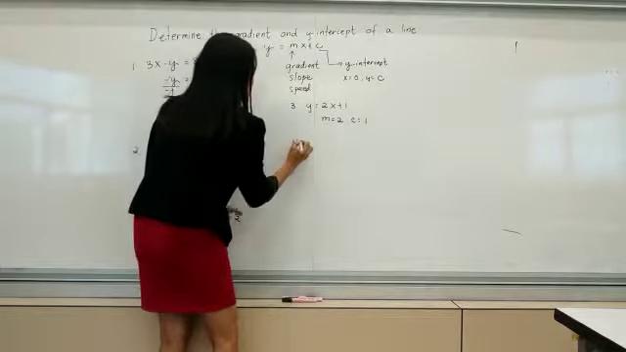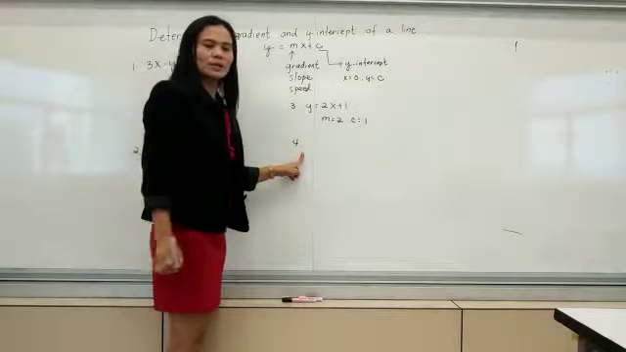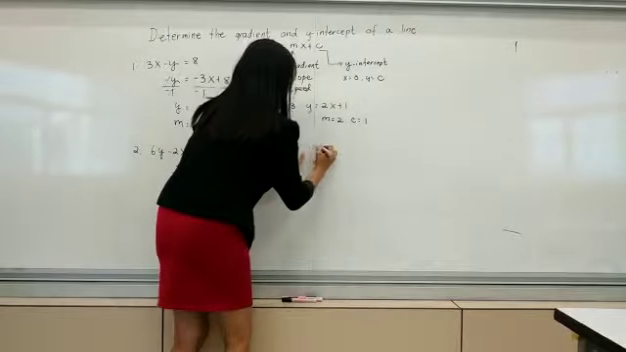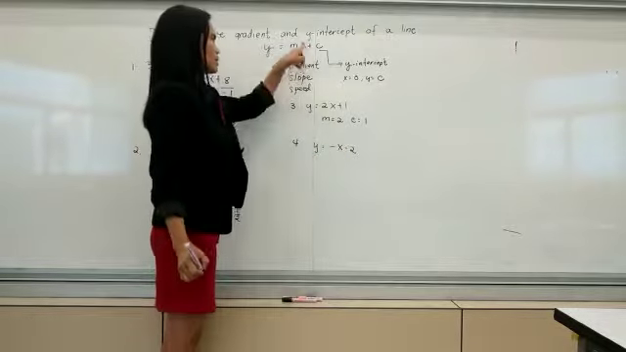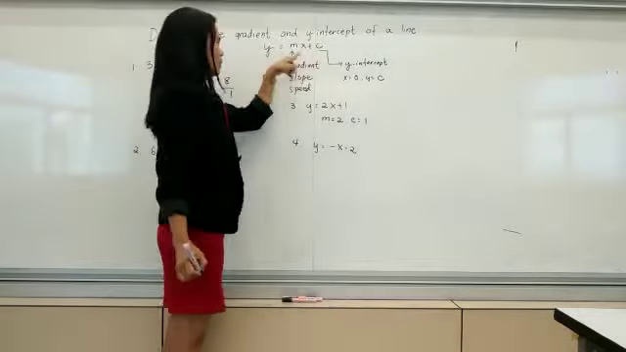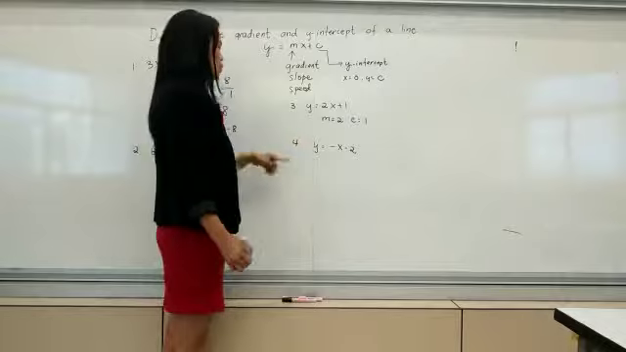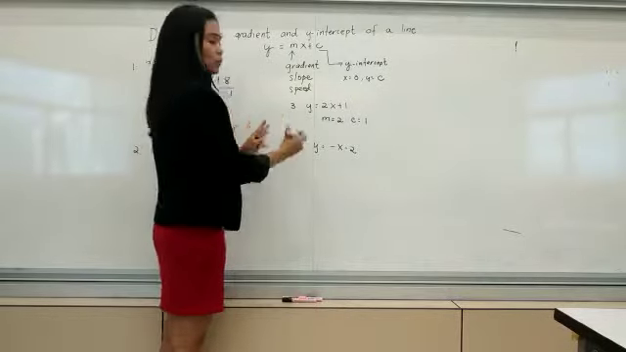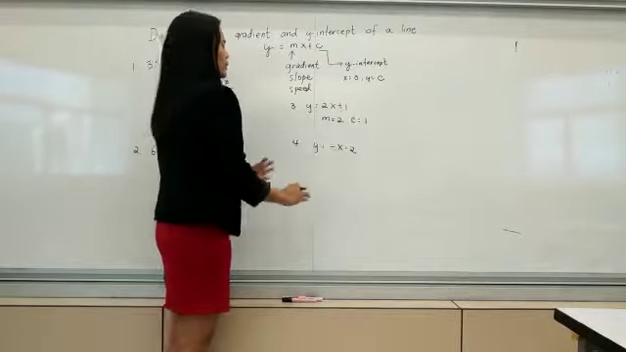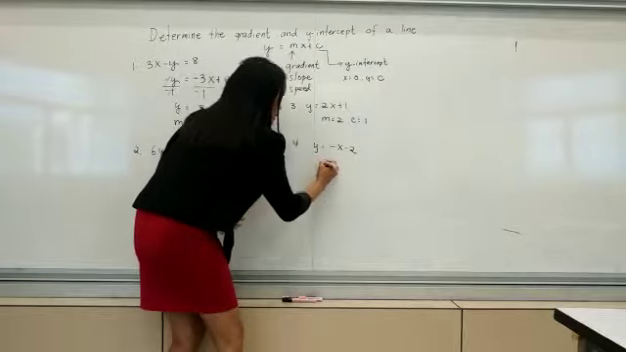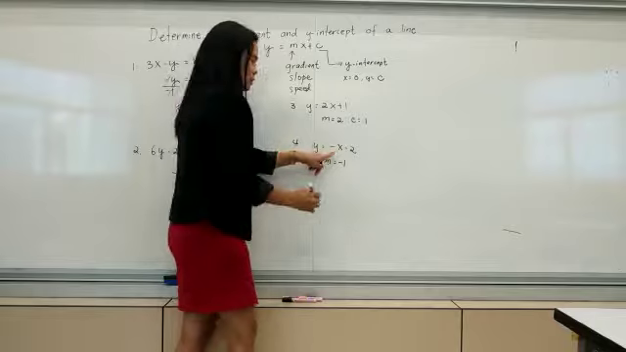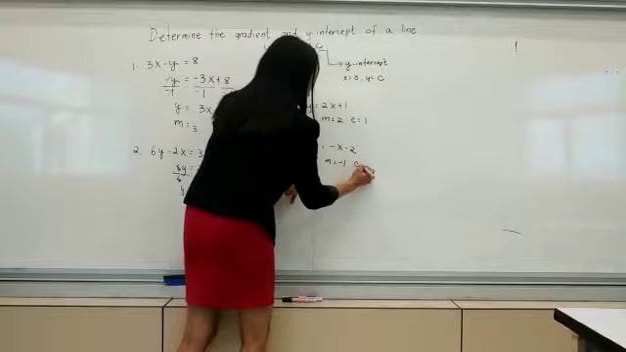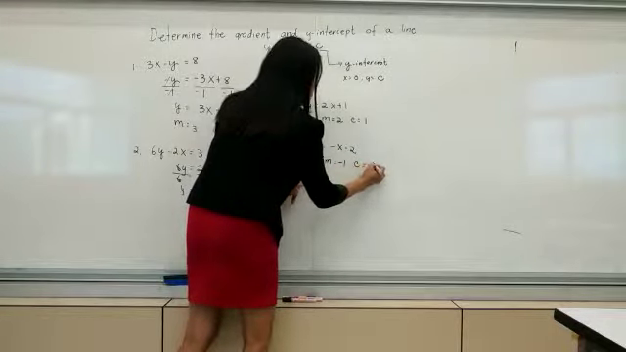Next, we have some more examples. We have, say, y is equal to negative x minus 2. In this case, it is in the form, so you are very lucky with this. You don't need to transpose the other terms to the right side of the equation. So we have the slope is equal to negative 1, and then your y-intercept is negative 2.